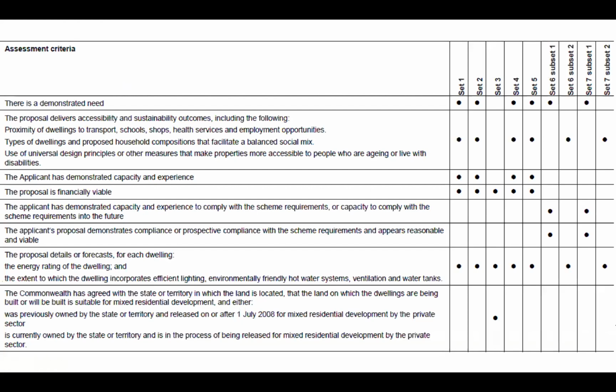Now you can see here set 1, set 2, set 3, and so on. These are different invitations for proposals at different times between 2008 and 14. So the proposal was assessed on a number of criteria, like whether it meets the demonstrated need, whether it's sustainable in terms of sustainability criteria, whether it's close to the transport nodes or the other amenities and so on. So a fairly detailed proposal was to be prepared here.